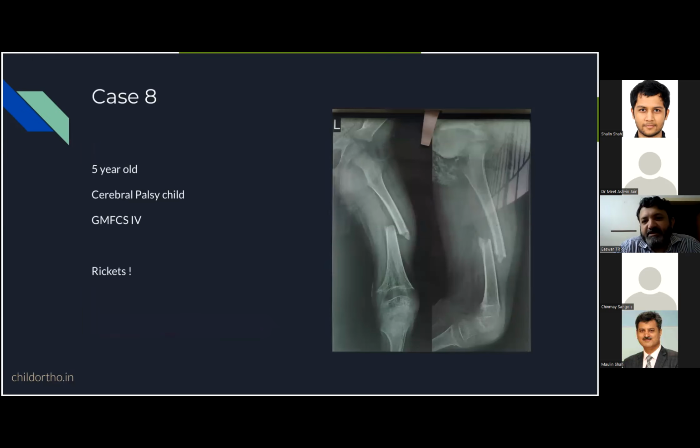And this is another child, again with a mid-shaft fracture. This is also not a standard fracture. It was sustained by a trivial fall, in a GMFCS 4 cerebral palsy child. But the moment you think about TENS, you notice that there's a huge area here that's probably rickets. And we are not sure how well the point of nail entry would fix the nail.